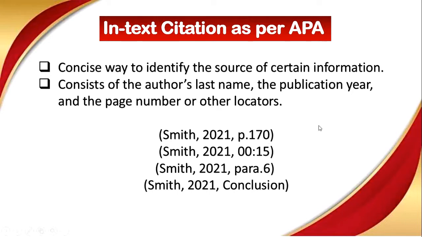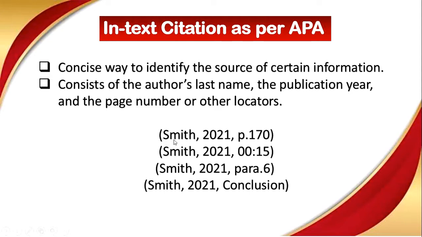Other locators, let's read out the structure. The full structure consists of the author's last name, then the publication year, and the page number or other locators. Here, other locators is important to know. The other locators rather than page number can be time frame, paragraph number, even heading. So you can see the examples on your screen.